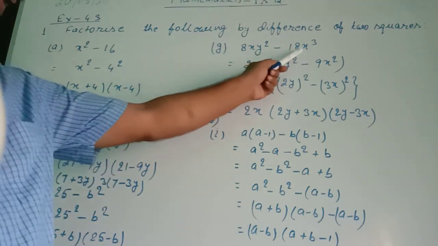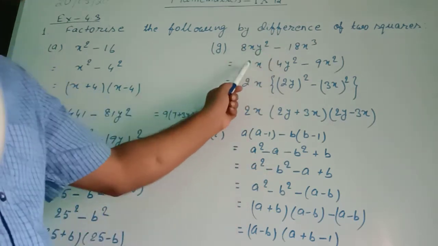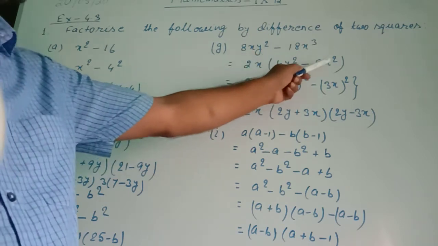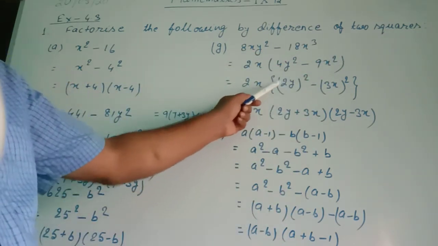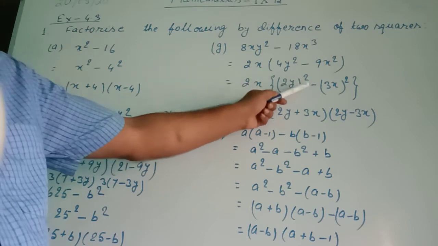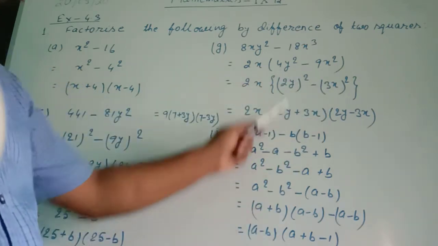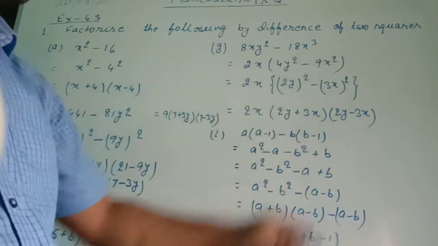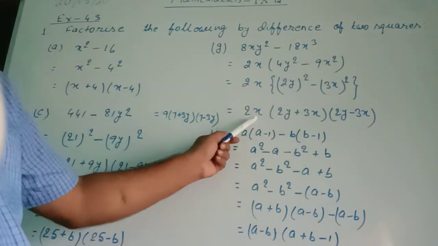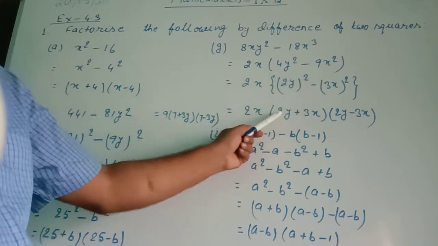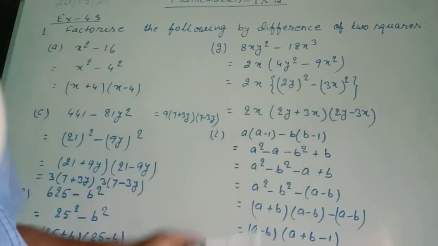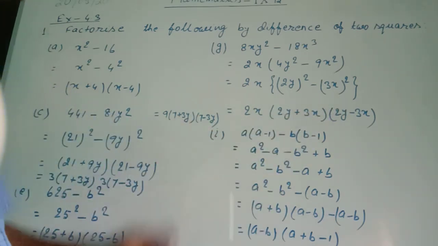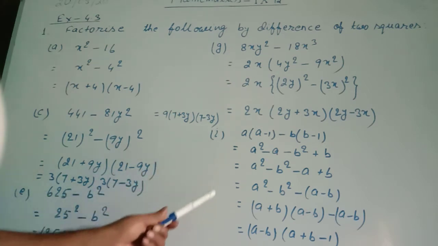Question number G. 8xy square minus 18x cube. From these two terms we can take common 2x. Here 4y square is left, and here 9x square is left. 2x, this will be written as 2y whole square minus 3x whole square, because 2y whole square equals 4y square and 3x whole square equals 9x square. So this 2x came here. A square minus b square will be written as a plus b into a minus b. So this will be 2y plus 3x into 2y minus 3x. This became the answer.